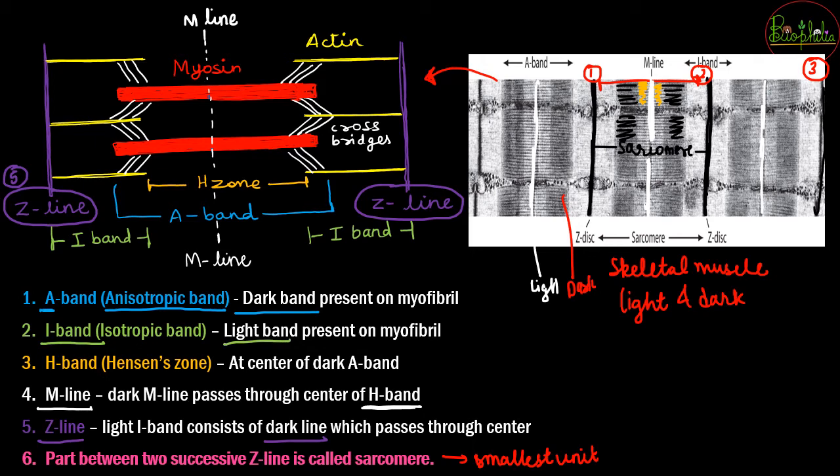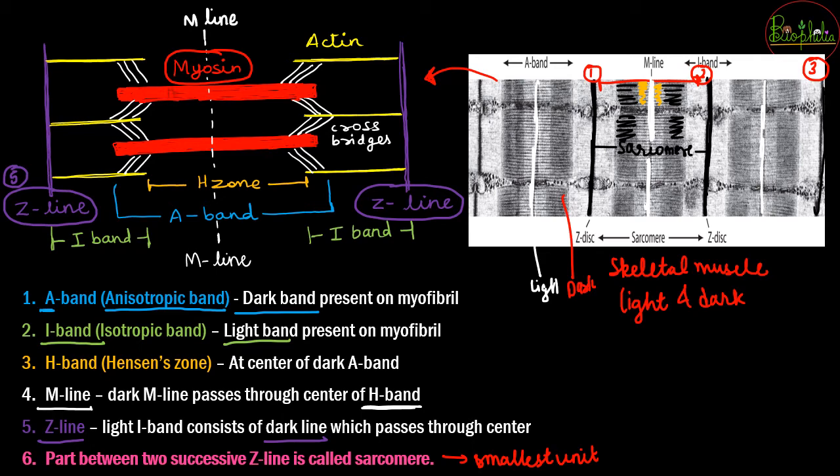So now, dark band, light band, we just discussed the thick myofilament and the thin myofilament. So what is the thick myofilament made of? Thick myofilament is made up of myosin protein. So myosin protein is nothing but the red color shown over here. So what is shown in red color? It is the thick band.